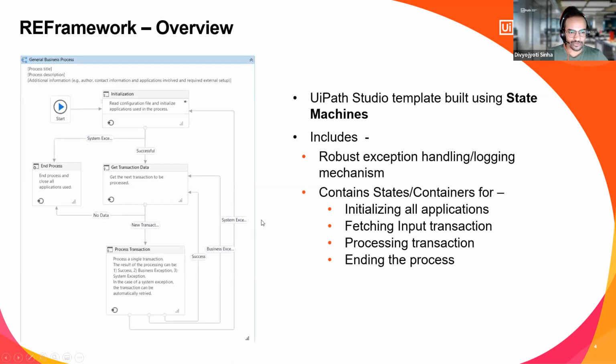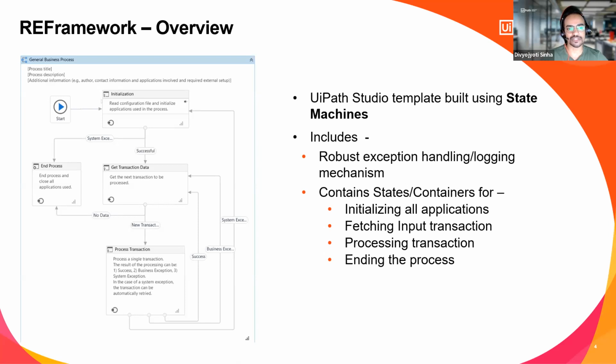And this is the RE framework that you must be familiar with. It contains 4 states: the initialization state, get transaction data state, process transaction state, and the end process state at the end. The entire architecture is based upon state machines, so you have transitions or triggers for each of the particular states. The idea is that you are encapsulating each of the stages of your automation solution into blocks. The first one is initialization, where you initialize all your applications to be used in the process, doing the cleanup and prep operations.